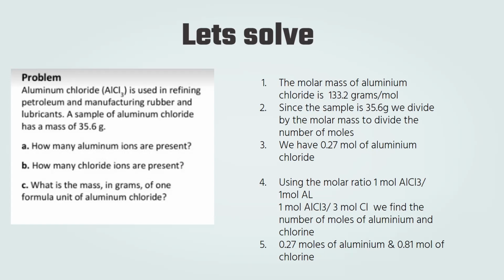Now, seeing that, we can find the amount of moles of each specific substance inside aluminum chloride. Since there's 1 mole of aluminum per mole of aluminum chloride, we can conclude that there is 0.27 moles of aluminum. And since there's 3 moles of chlorine, just multiply 0.27 times 3 and you get 0.81 moles of chlorine. Does that make sense? Okay, now let's move on.